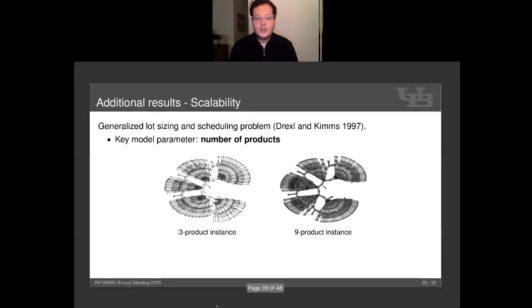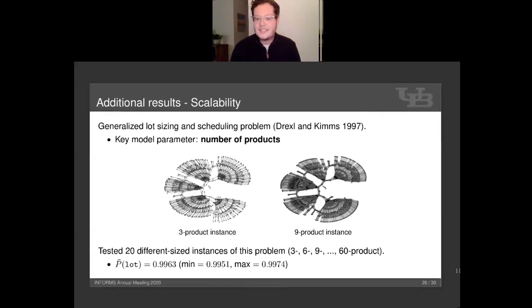And we see as you increase that parameter value and we get increasingly large instances, we see a similar structure at varying densities. So this was a 3-product instance, this was a 9-product instance. And so we generated 20 different sized instances of this problem, 3-product, 6-product, 9-product, all the way up to 60-product instances. And we find that across these varying sized and density instances, we always recover a high probability of these instances coming from the lot sizing problem, which is good because this was a generalization of the lot sizing problem.